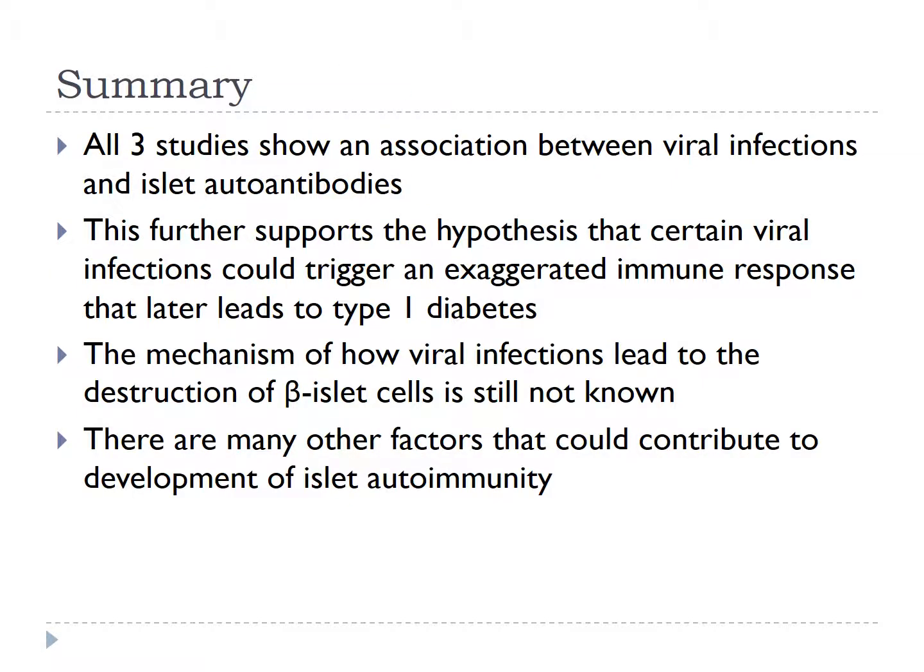In summary, all three studies were able to show a relatively strong association between viral infections and islet autoimmunity. These studies are consistent with the idea that viral infections could trigger an exaggerated immune response that leads to the destruction of the cells in the pancreas. There are many other factors that could contribute to type 1 diabetes, like diet and other environmental factors. However, it is possible proof of this association that could lead to the development of a way to try to reduce the incidence of type 1 diabetes in future generations.